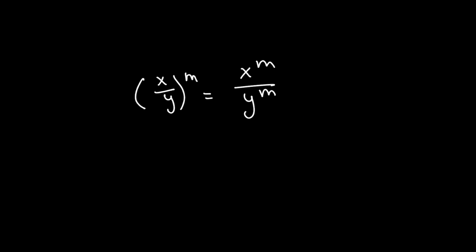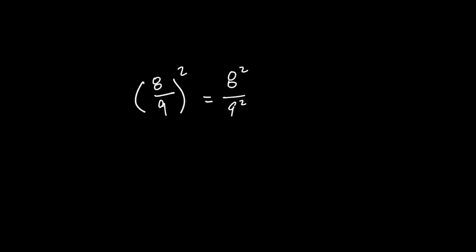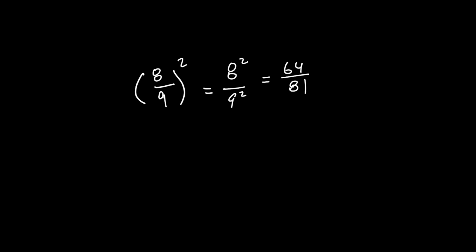Let's take a look at the next law of exponents. x over y to the power of m is equal to x to the power of m over y to the power of m. This basically means that we can distribute the m to the numerator and denominator. Let's take this example. Let's take 8 over 9 to the power of 2. When you take 8 to the power of 2, you get 64, and 9 to the power of 2, you get 81. So the answer is 64 over 81.